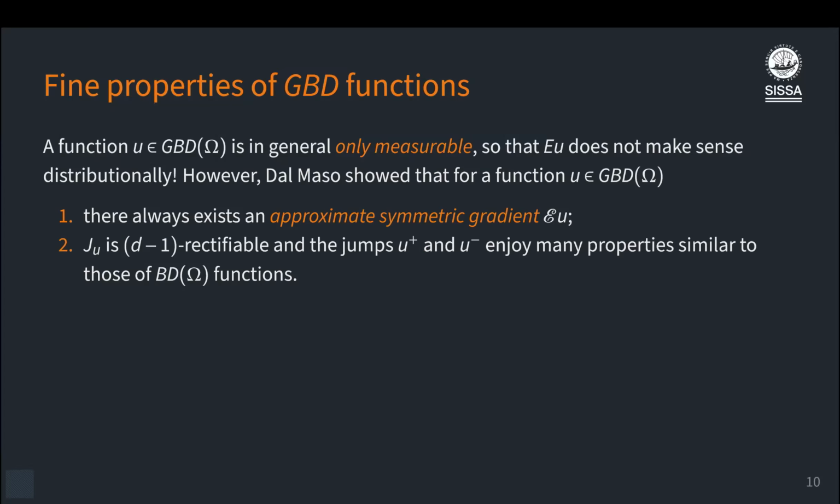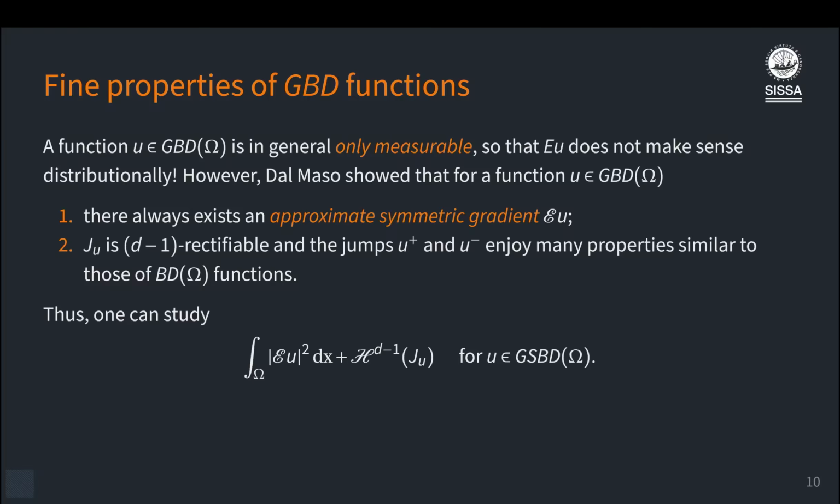Even though it is just measurable, using this definition by slicing, we can prove that it has an approximate symmetric gradient, that the jump set is rectifiable, and that the jump satisfies many good properties. For this reason, you can also define a GSBD space. You can add the S here, and you can study this functional here.